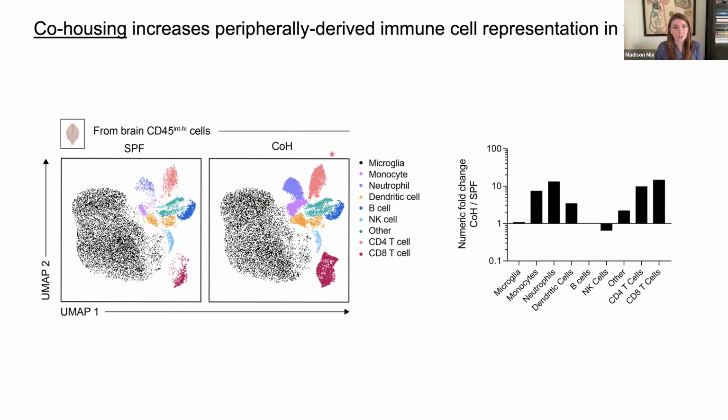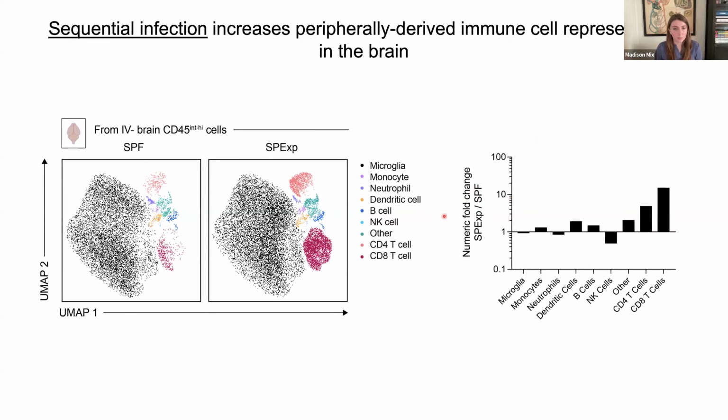But what we do start to appreciate in our co-housed mice is that we're starting to see a proportional increase in peripherally derived myeloid cells, as well as T cells following the induction of this microbial exposure. And we're able to show here on the right, across many mice, what that overall numeric fold change was between co-housed and SPF mice. So then we wanted to ask, is this conserved in a different comparative model system of polymicrobial exposure? And so I'm setting up this slide the exact same way. The only discrepancy here is that I've added that IV exclusion.